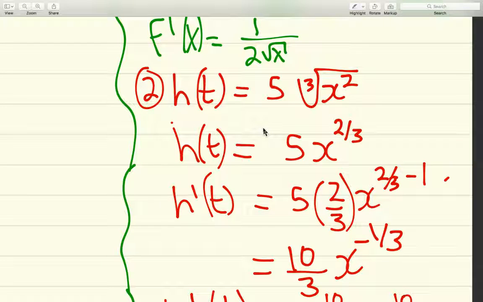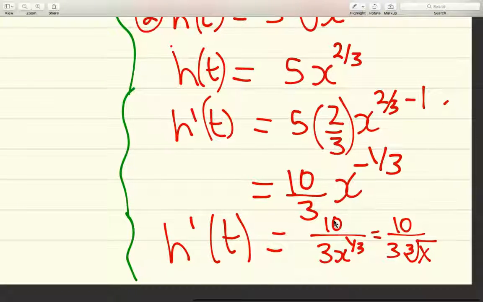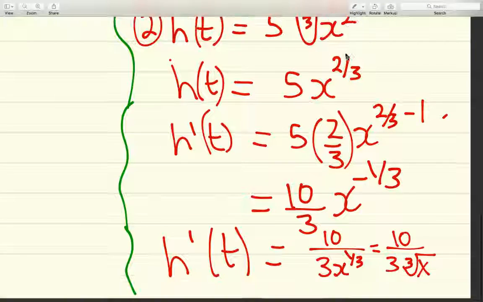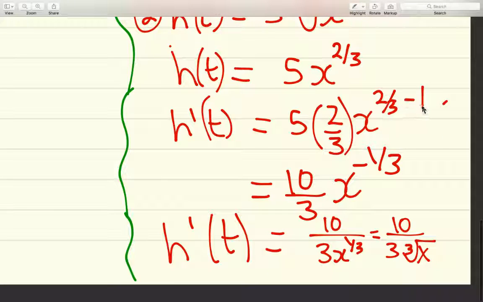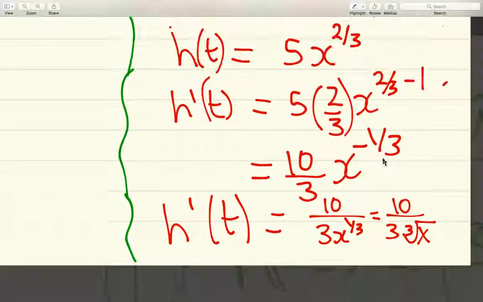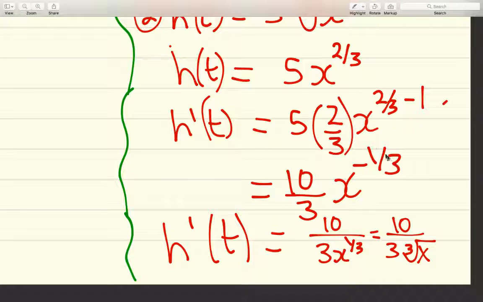Here's one that's more complex. H of t equals 5 multiplied by the cube root of x squared. Again, what's our first thing we do? Rewrite it as a rational exponent. So anytime you have a radical, you rewrite it as a rational exponent. So that becomes x to the 2 over 3. Again, what do we do? 2/3 minus 1, and then 5 times 2/3. So 2/3 minus 1 is the same thing as 2/3 minus 3/3, which is going to leave us with negative 1/3.